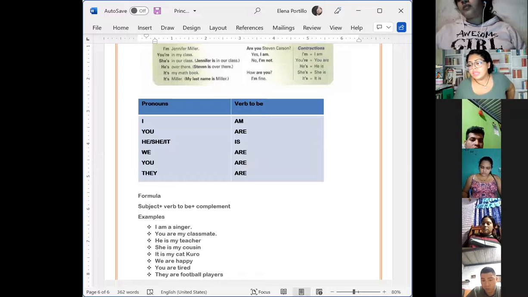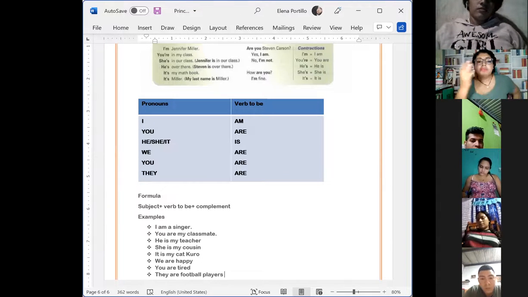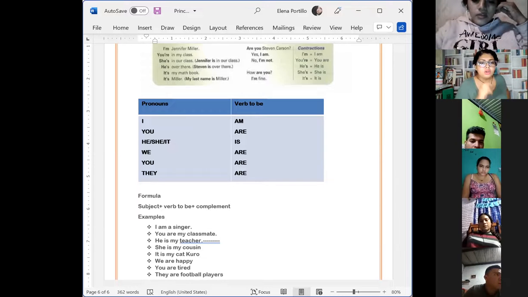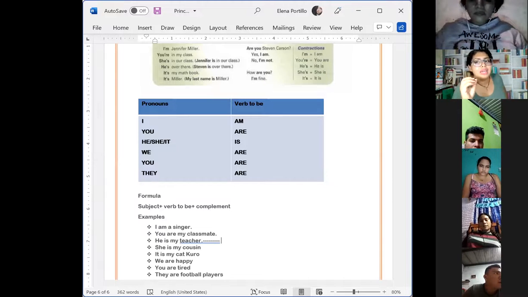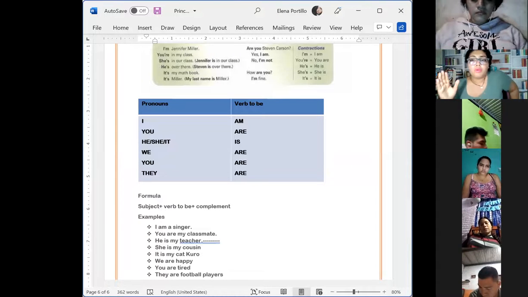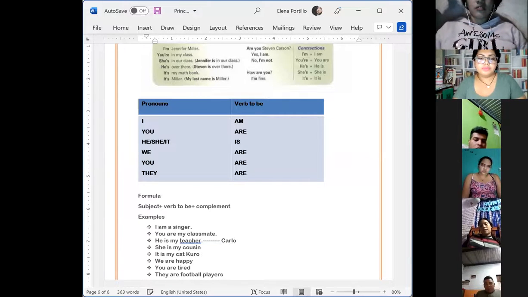Easy, easy. Tenemos ahí, ¿verdad? Siguiendo la fórmula, ya completamos las oraciones con todos los pronombres que son nuestros sujetos. ¿Qué pasa si yo quiero, por ejemplo, en esta o en esta? Vamos a usar esta. Aquí. No quiero ponerle he, no quiero ponerle él, quiero ponerle un nombre. In that case, I'm going to change the pronoun for the name. Quiero cambiar el pronombre por un nombre. Quiero ponerle un nombre a esa persona. So I'm going to write like this. Carlos is my teacher.